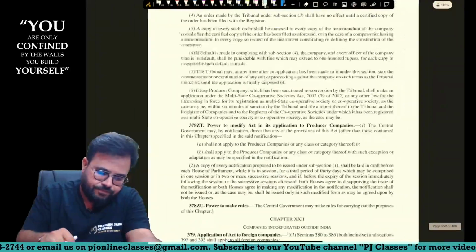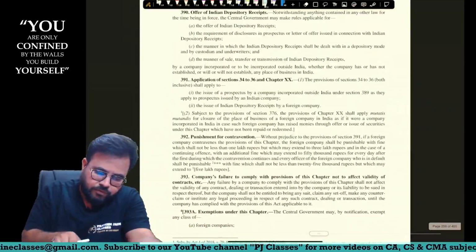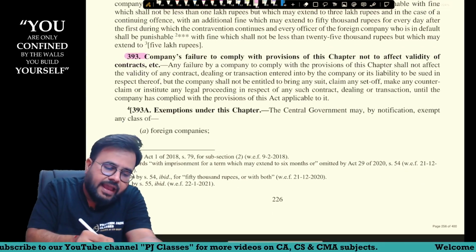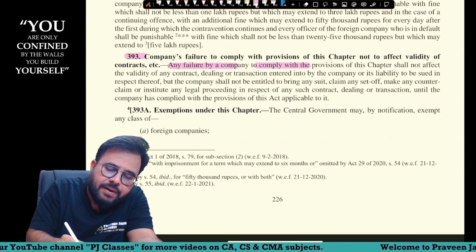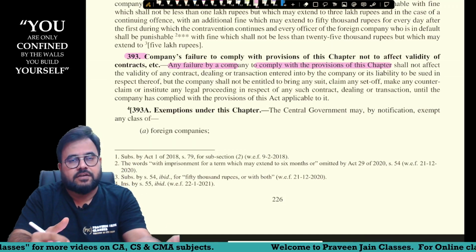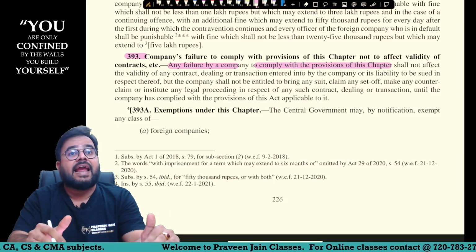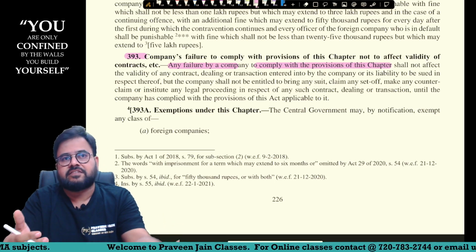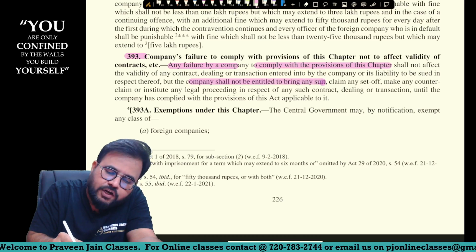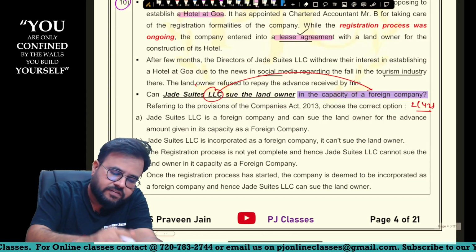So let us see what this chapter talks about, sir. Section 393, the last but one section, if at all you observe, any failure by a company to comply with the provisions of this chapter. So obviously registration was a must, you did not register. Can I say for doing any transaction, first do the registration and then do the transaction. Here they entered into a lease agreement, still the registration process was pending, sir. Then the company shall not be entitled to bring any suit. In other words, you cannot file any suit against anyone, sir. So let us see what is the option given, sir.